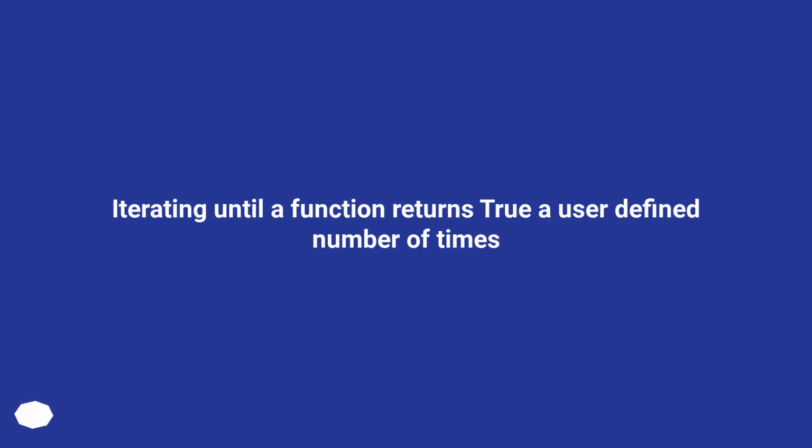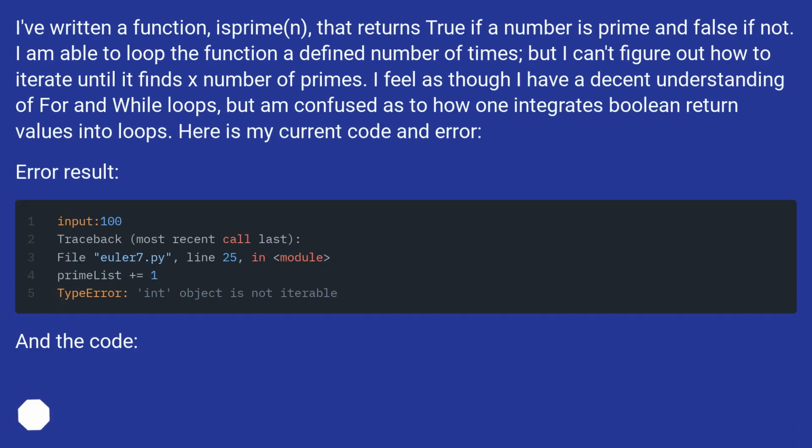Iterating until a function returns true a user-defined number of times. I've written a function, isPrime_n, that returns true if a number is prime and false if not. I am able to loop the function a defined number of times, but I can't figure out how to iterate until it finds x number of primes.